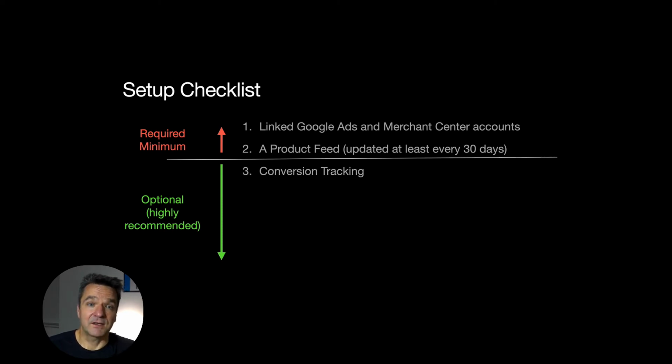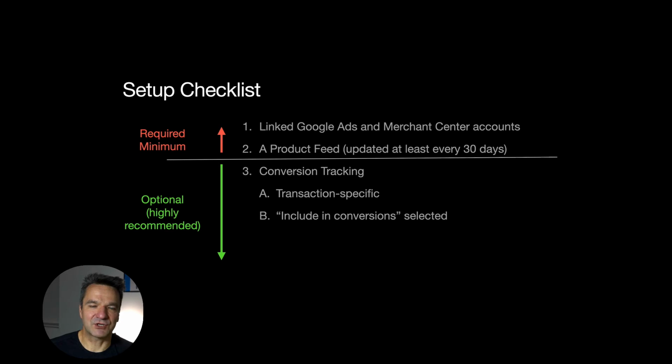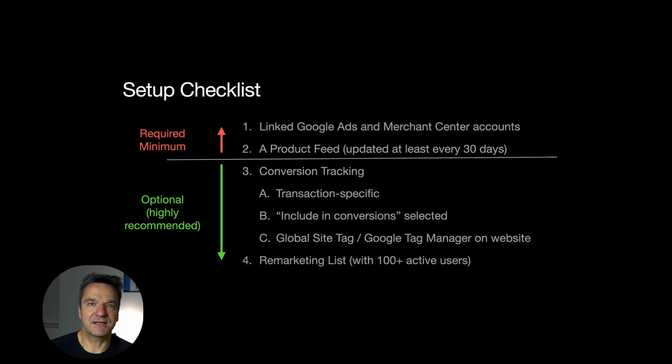The other things are optional but highly recommended. Conversion tracking. Recently, Google indicated that Smart Shopping campaigns can run even without conversion tracking, but it's better, in my opinion, to set it up. It has to be transaction specific, not only the act of purchase, but with the value. You should select that conversion type to be included in conversions. And to install it, you should have either a global site tag or Google Tag Manager set up on your website. It's also highly recommended to have a remarketing list set up, with at least 100 active users.